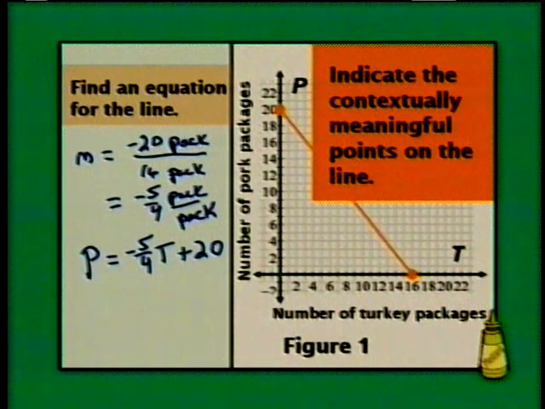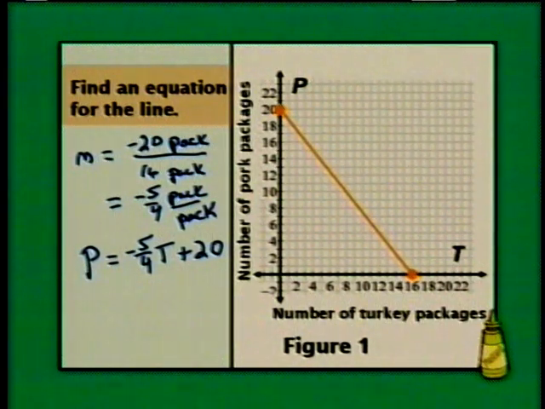Let's indicate the contextually meaningful points on this line. Well, what do I mean by that? What I mean is, it doesn't matter how much pull Marge has down at the supermarket, I don't think they're going to allow her to buy a fractional part of a wiener package. So the only points that are contextually meaningful in this problem are the points where both coordinates are integers. For example, the point (0, 20) is meaningful.